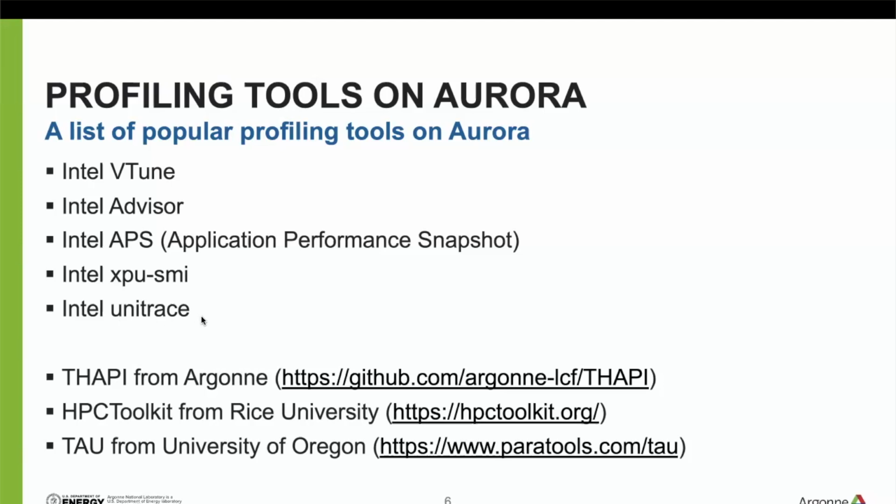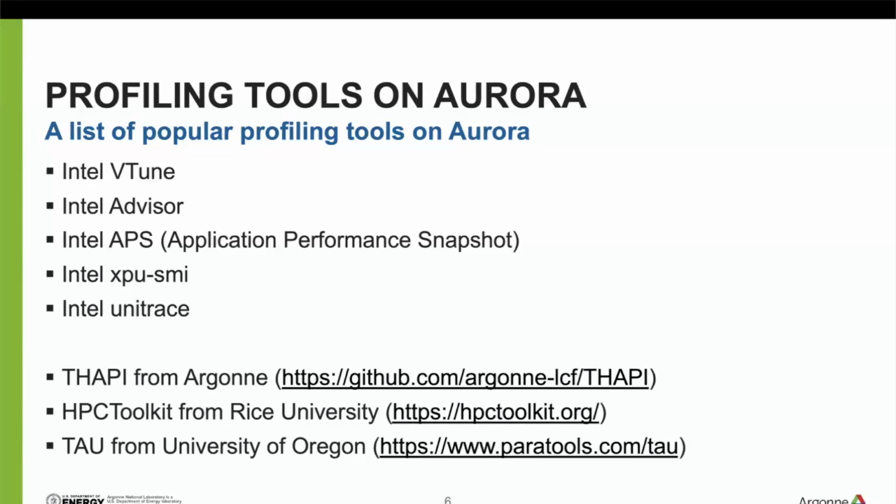Unitrace is another lightweight tool from Intel. This is a tracing and sampling tool for your application, and it is pretty popular with our machine learning developers. We also have another tracing tool called TAPI, developed by Argonne, with Brice Videau and Thomas Applencourt as the major developers. It is also a very lightweight tool and is available on Aurora.